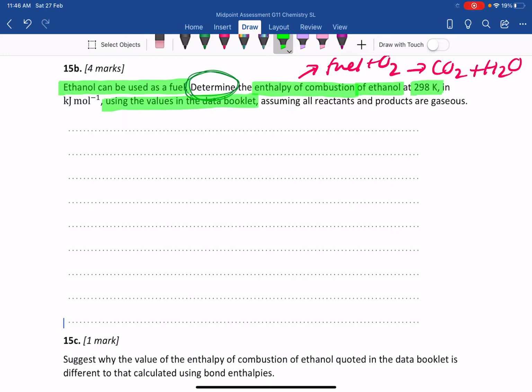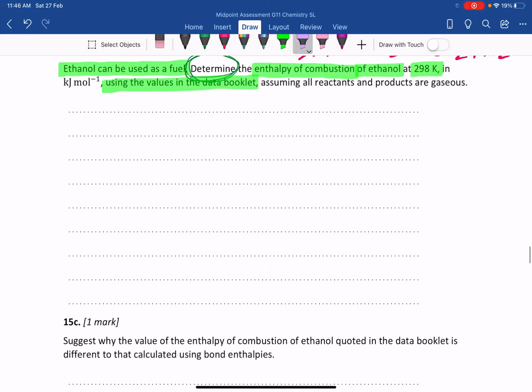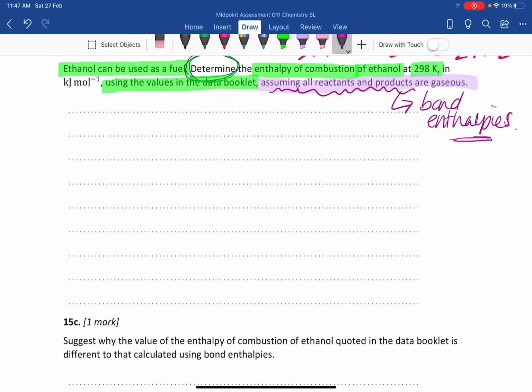Using the values in the data booklet, I had a data booklet I could look at. Here's the key thing: assuming all reactants and products are gaseous. If all of the products and reactants are gaseous, then for this question I have to use bond enthalpies. Usually we can burn fuels as a solid or a liquid, and then we could use enthalpy of combustion data. But in this example, we are told that all reactants and products are gaseous.